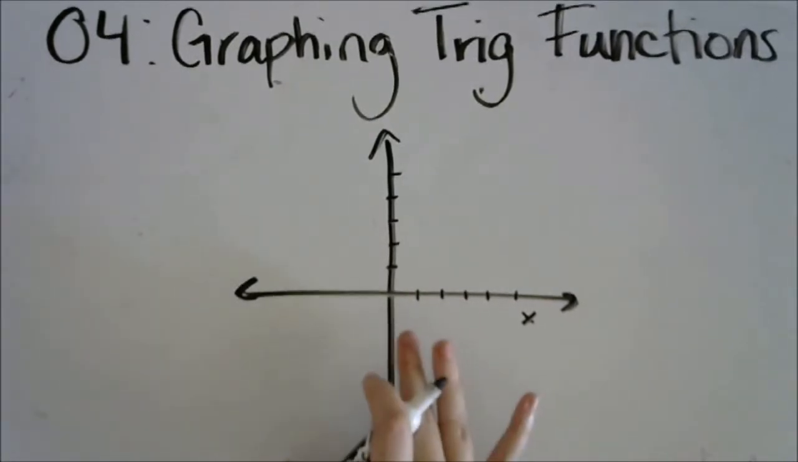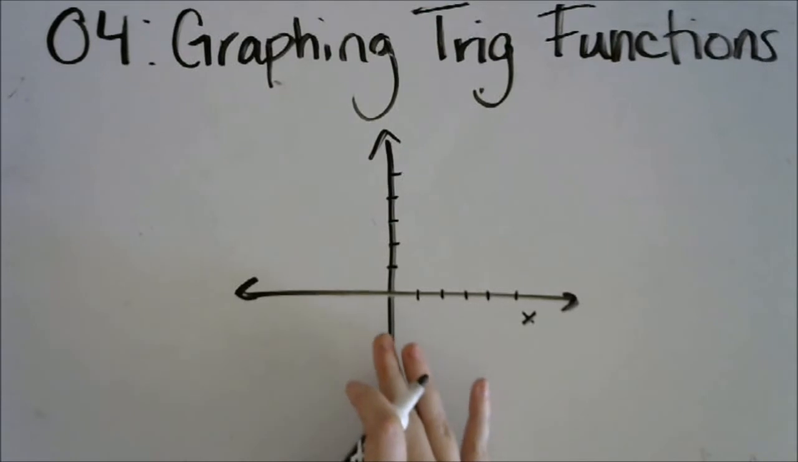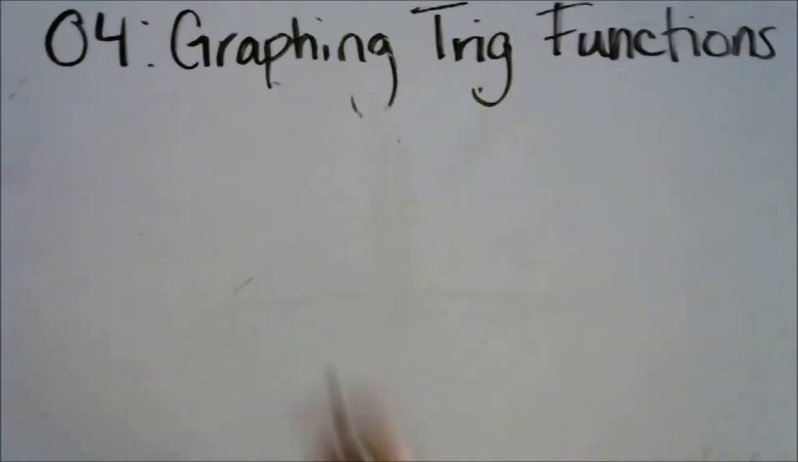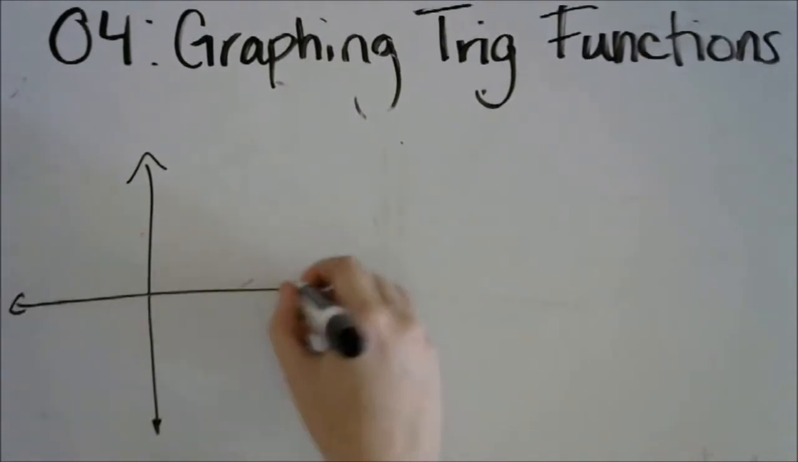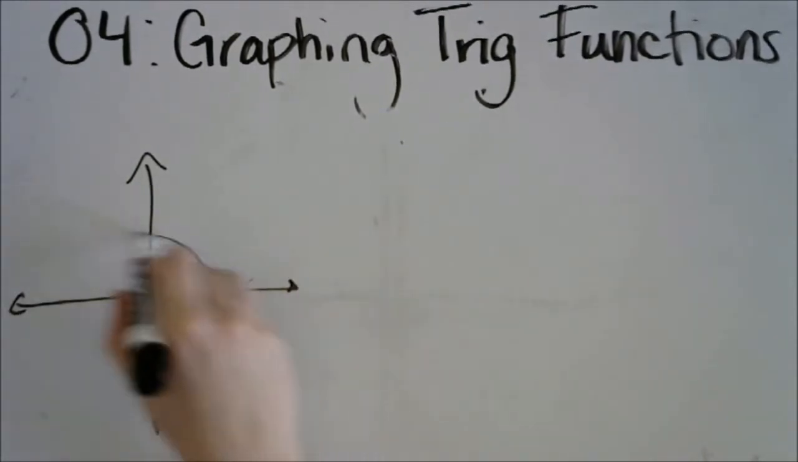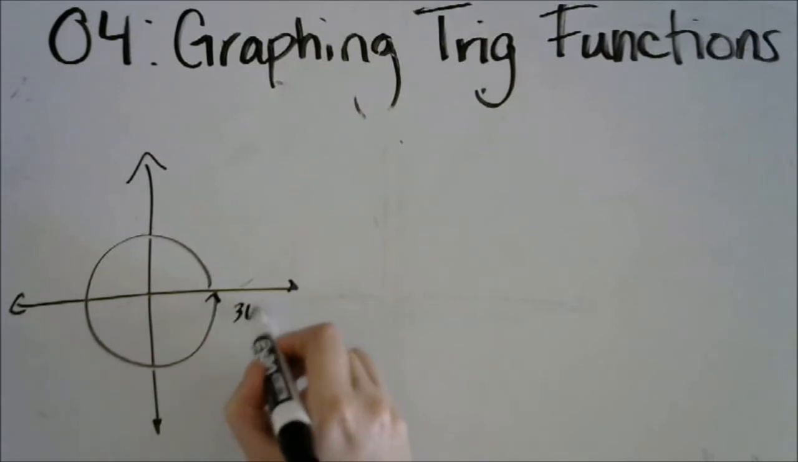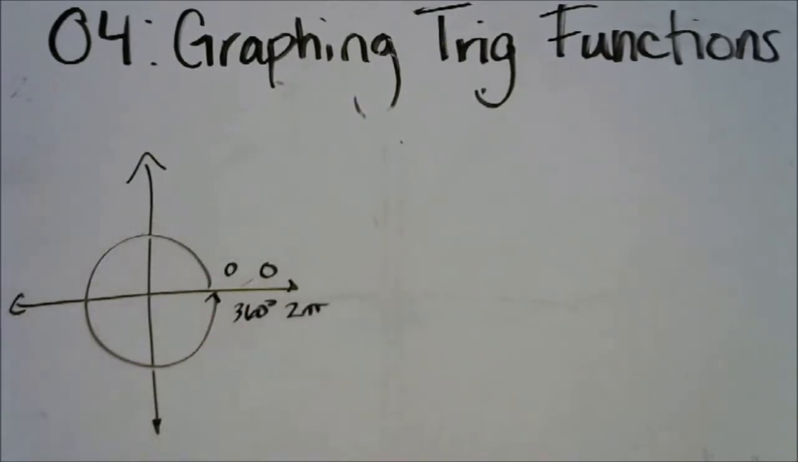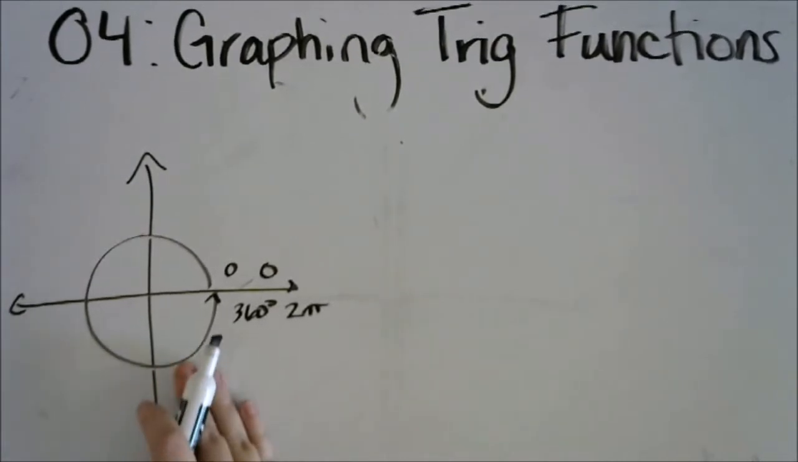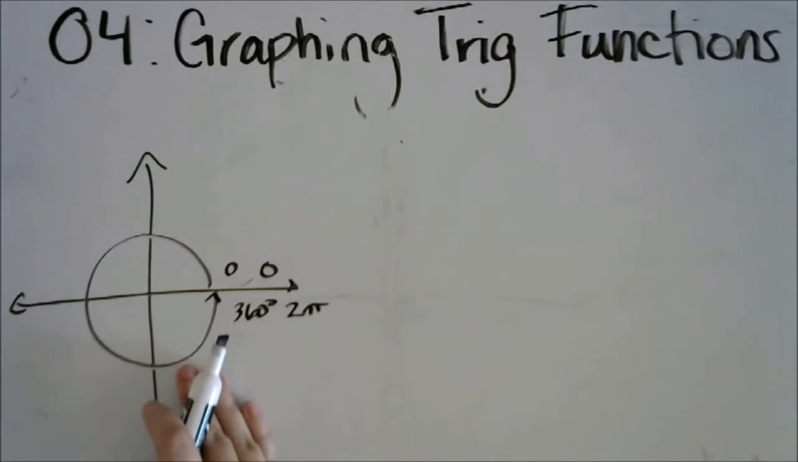However, when we're graphing a trigonometric function, we have to think about the fact that we're trying to graph angles. And as far as we know, the domain for angles is 0 to 360 degrees or 0 to 2 pi radians. So as we graph trigonometric functions, you see that we use a different set of coordinate axes in order to get an accurate picture.